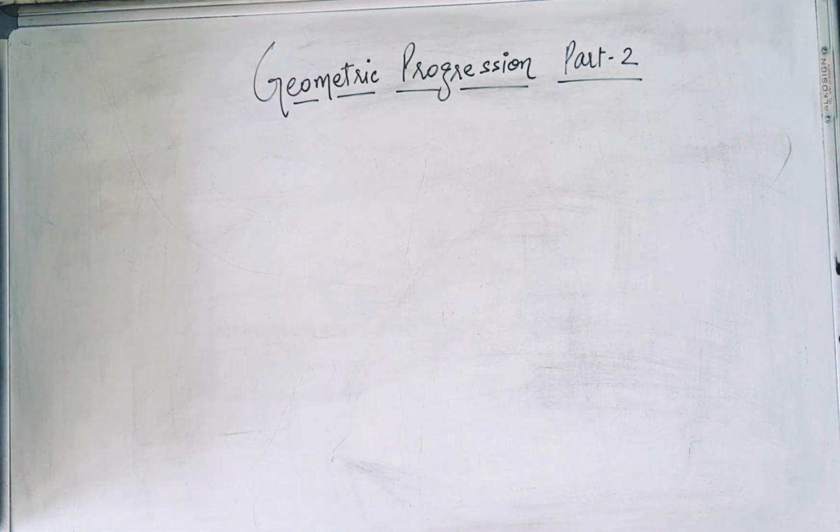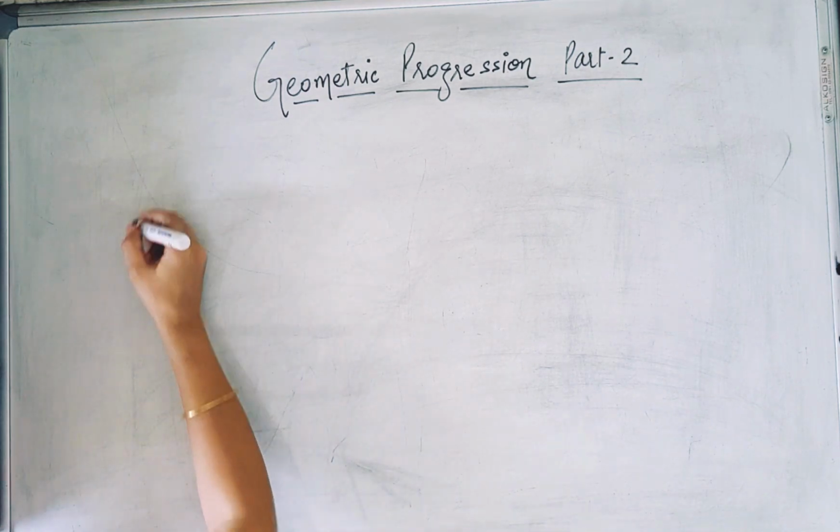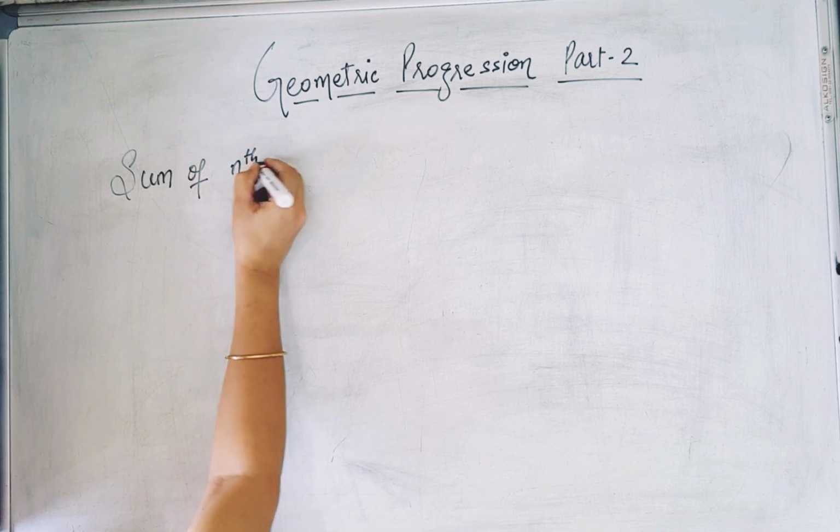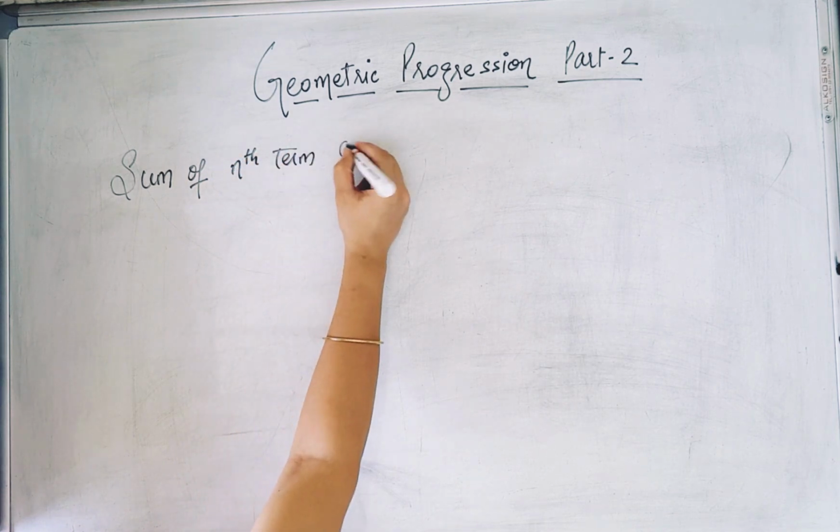So today we are going to start with geometric progression part 2. In part 1 video we have already studied the nth term of the geometric progression. In this video we are going to study the sum of n terms of a GP.